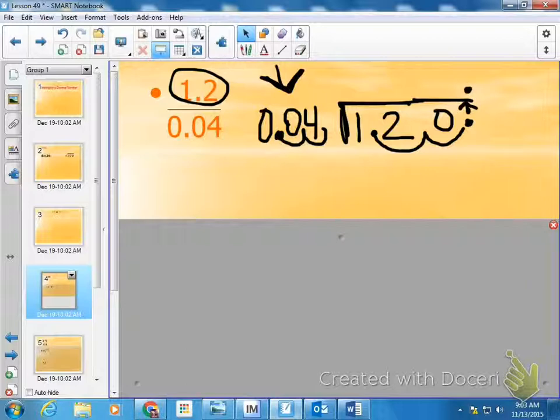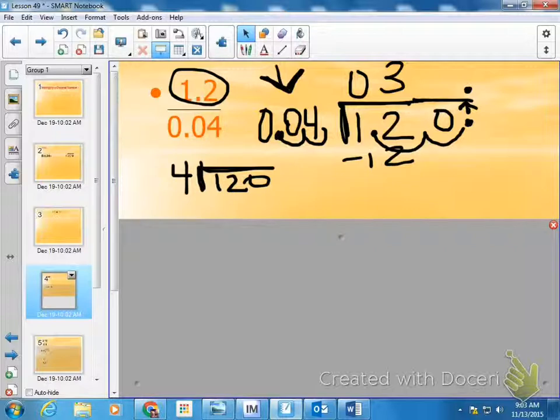Now, really my problem is just 4 going into 120 if I rewrote it. You don't have to. That's just if you want to make it neater. So 4 will not go into 1, so I have to put my 0 there. 4 will go into 12 3 times, minus 12. But do I have another number? Yes. 4 goes into 0 0 times. So my answer for this problem is 30.